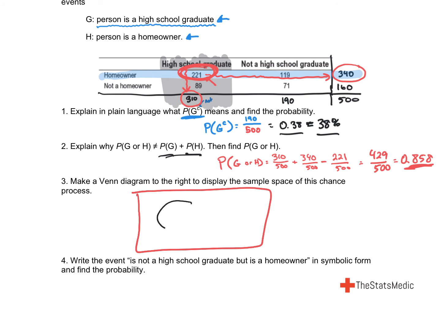We got person is a high school graduate, that's G. And we got person is a homeowner, and that's H, right? So those are our two different events. I'm coming back up here to the top, looking at these two events. Now, the reason I made those cross is because we have 221 people who are, in fact, part of both groups, right? So we put those 221 people in there, all right? So now, we just got to identify the rest.